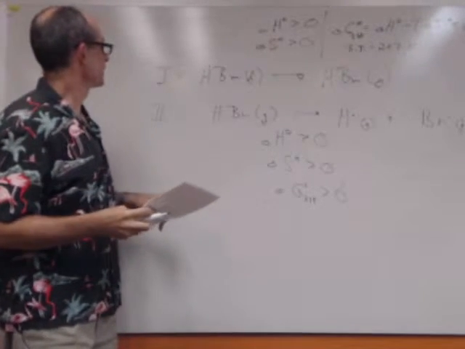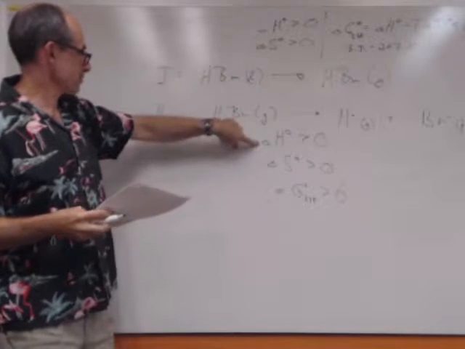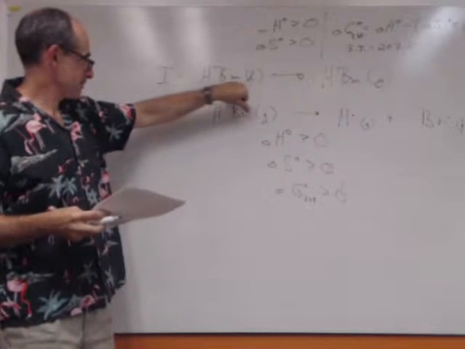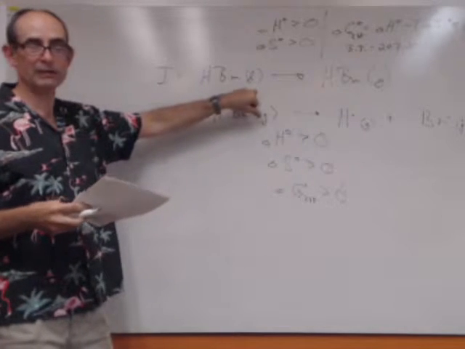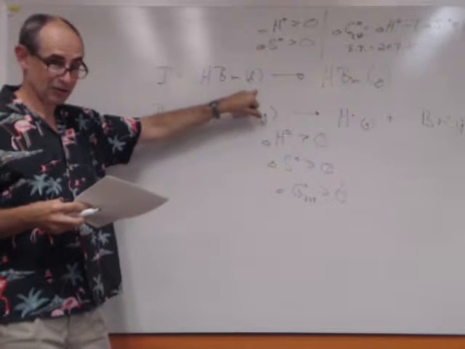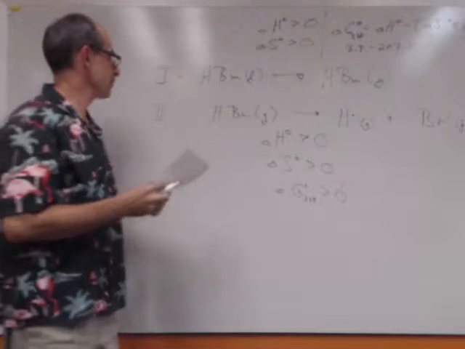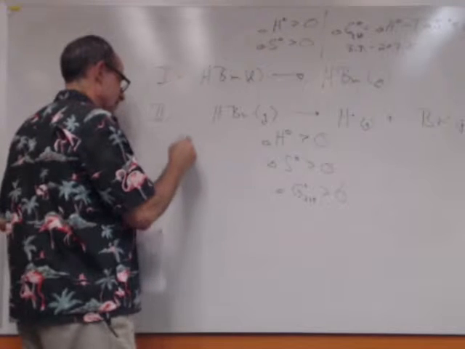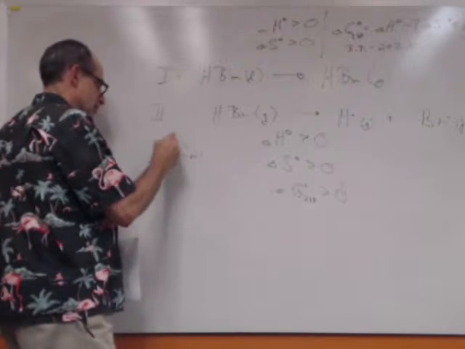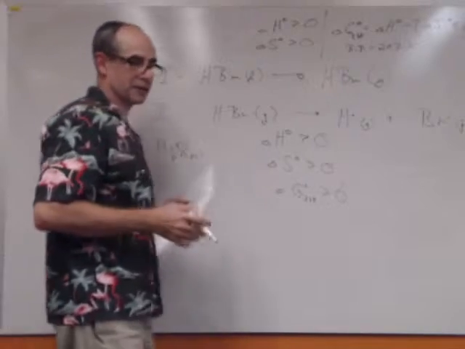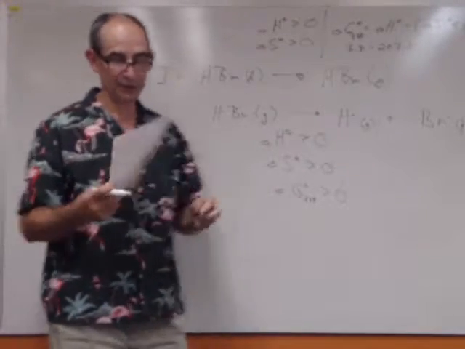And then if we want to compare the values of delta H naught for these two processes, well, remember, this top process, this boiling or vaporization, only requires us to break intermolecular forces. This requires us to break covalent bonds between the hydrogen atom and the bromine atom, and these are going to be much, much stronger. So process 2 here would have a greater value of delta H.